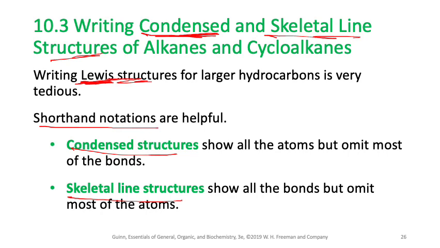So let's talk about the condensed structure. A condensed structure shows all the atoms but omits most of the bonds. You just show the atoms, but you don't show the bonds. The second one is the skeleton line structure. It shows all the bonds, but it doesn't show any of the atoms. So that's the difference between condensed and skeleton. Condensed, no bond. Skeleton, no atom, right? Let's go to another slide and learn about writing both structures.